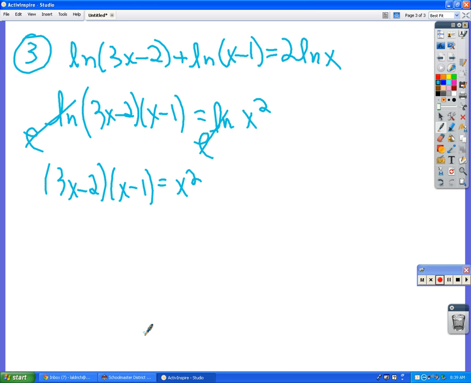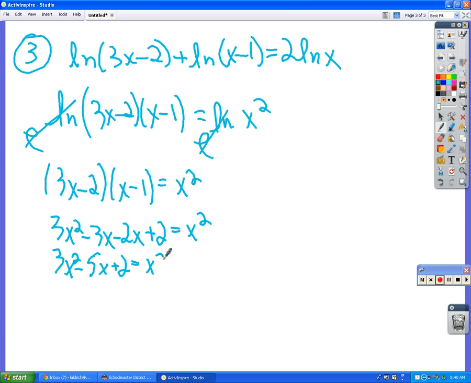Right, so I have to FOIL this out. So first times first, 3x times x is 3x squared. Outside, 3x times negative 1 is negative 3x. Inside, negative 2 times x is negative 2x. And last, negative 2 times negative 1 is plus 2. So you get 3x squared minus 5x plus 2 equals x squared.